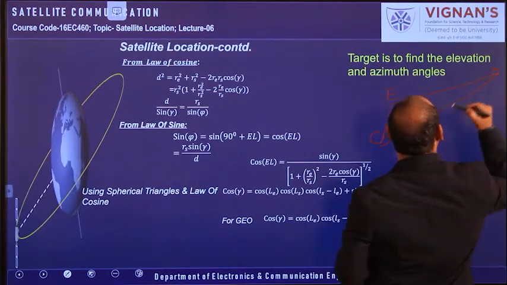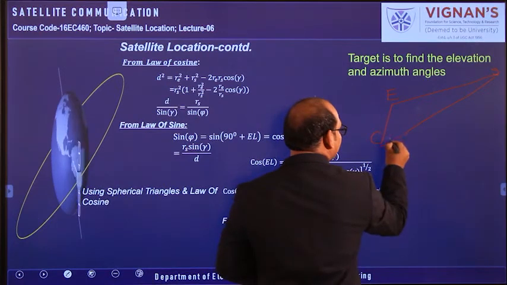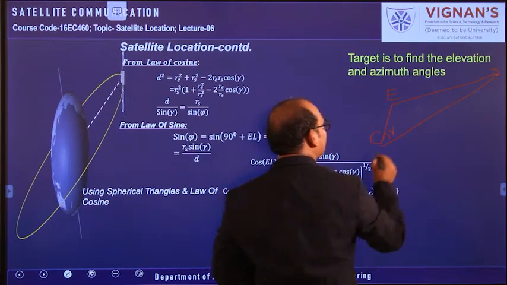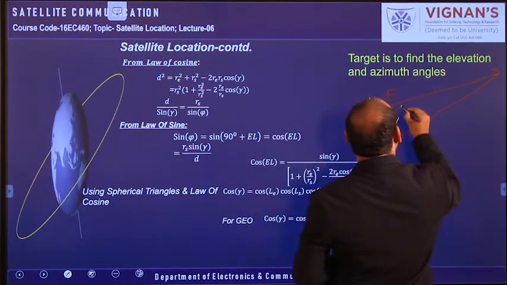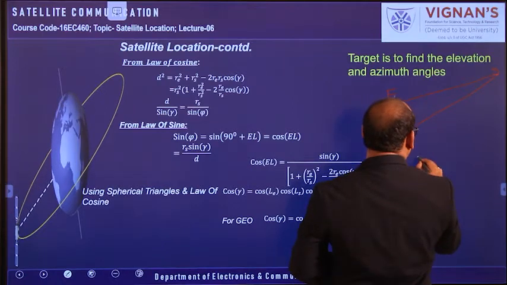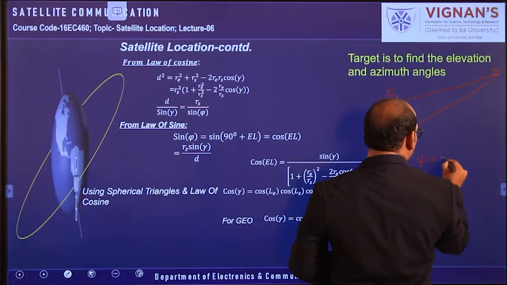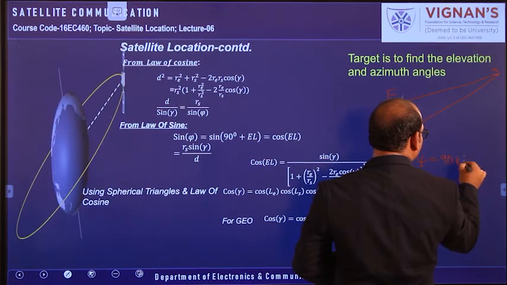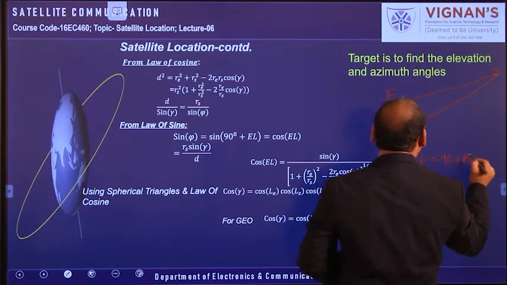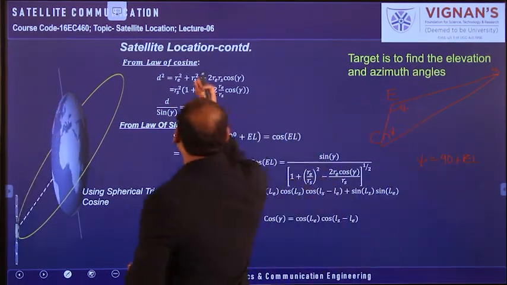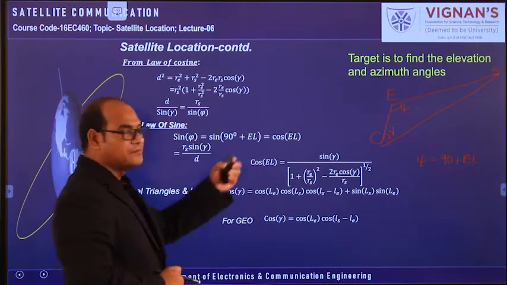In this way we are taking the triangle. This is the central angle represented with gamma, and this is the angle represented with psi, and we already know psi is equal to 90 degrees plus elevation angle. And here we have to apply the law of cosine and the law of sine for the same triangle.